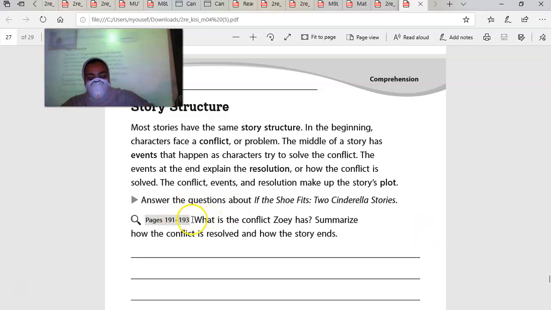The question is, what is the conflict Zoe has? Dustin, what's the conflict Zoe has? She wants to go to Randall's party, but she must stay home and do chores, right? All right. Summarize how the conflict is resolved and how the story ends. How does the story end? Who helps her do her chores? Who remembers that lady's name?